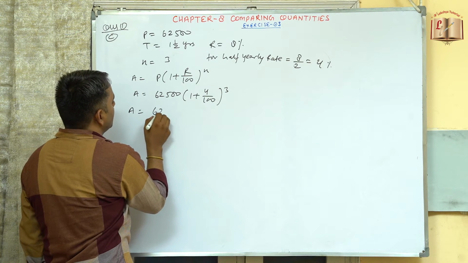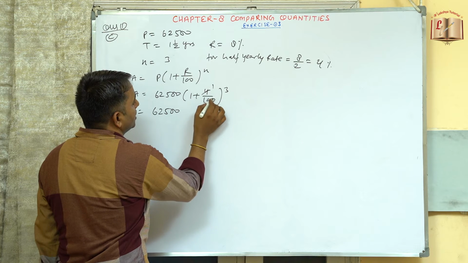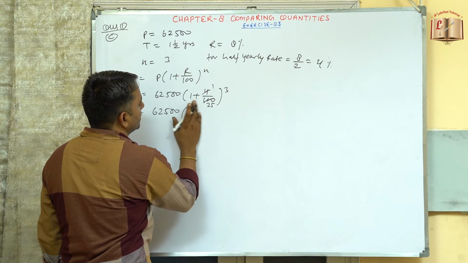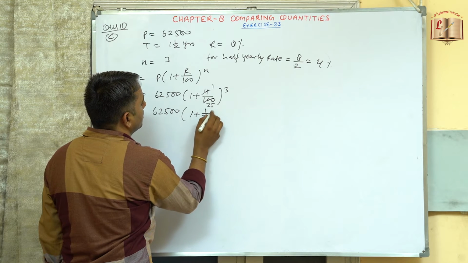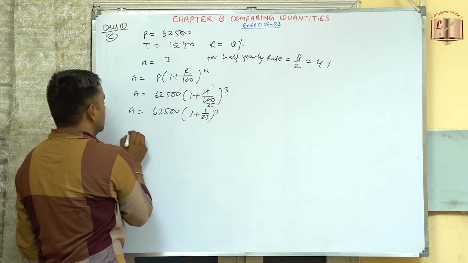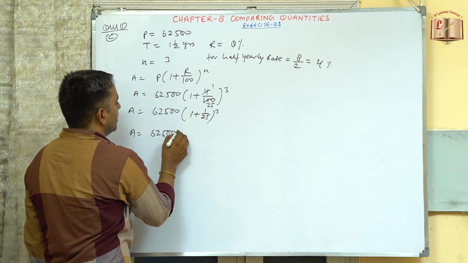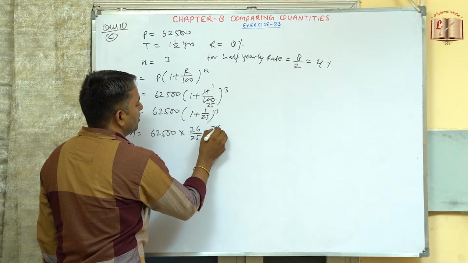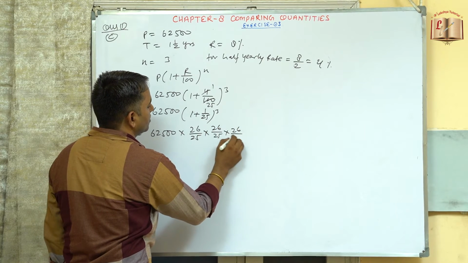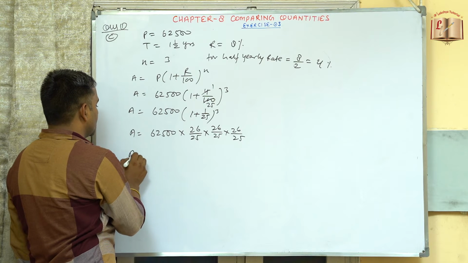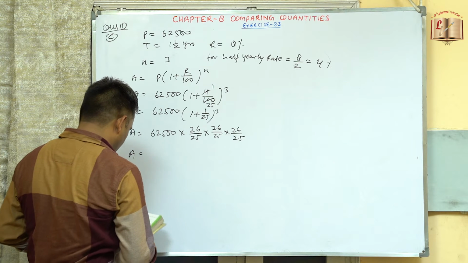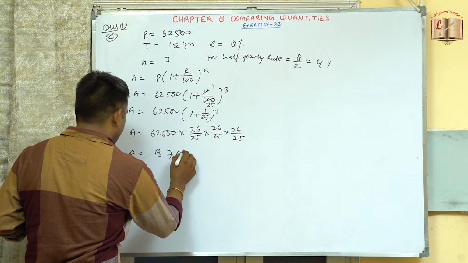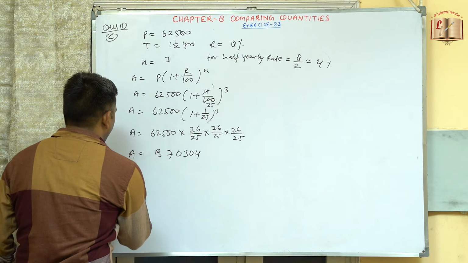So A will be equal to 62,500 times, this is 1, this is 25, so this will be 26. If we add this up, this will be 1 plus 1 by 25 to the power 3. So A will be equal to 62,500 into 26 by 25 into 26 by 25 into 26 by 25. On solving this, we get A equal to rupees 70,304. Now we can find out the CI.